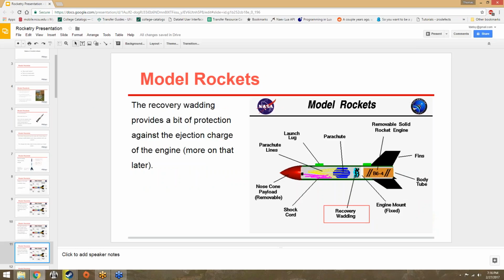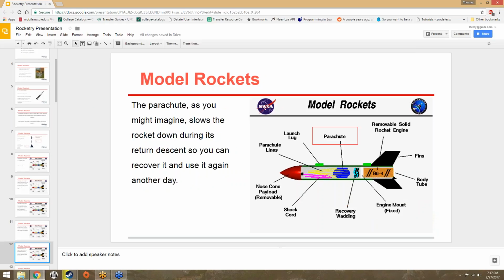Then you got the recovery wadding, which just provides a bit of protection against the ejection charge of the engine, which we'll talk more about later. You got the parachute. Parachute makes sure that the rocket doesn't fall to the ground like a rock and break. So, you want to make sure that it's recoverable. That's the parachute. Nothing really crazy there.